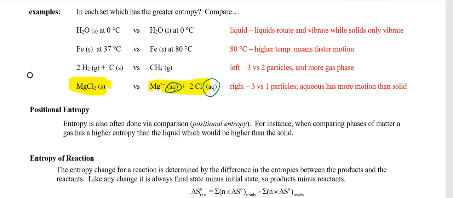What we're doing here is something called positional entropy. It's just a qualitative comparison, kind of like when you have to line up by height. If you line up by height, you don't measure height, you just compare heights. We're just comparing entropies, we're not measuring them.